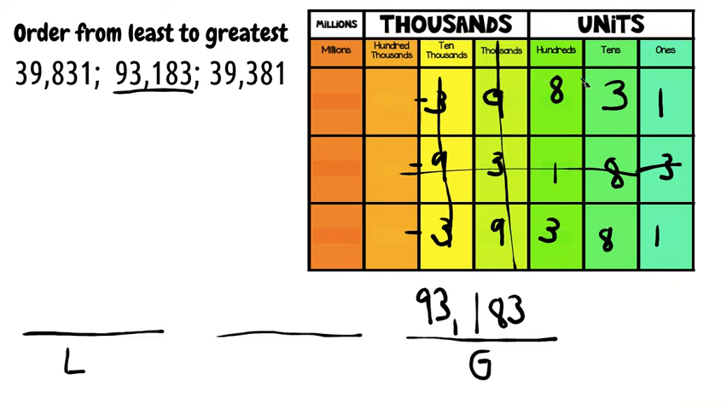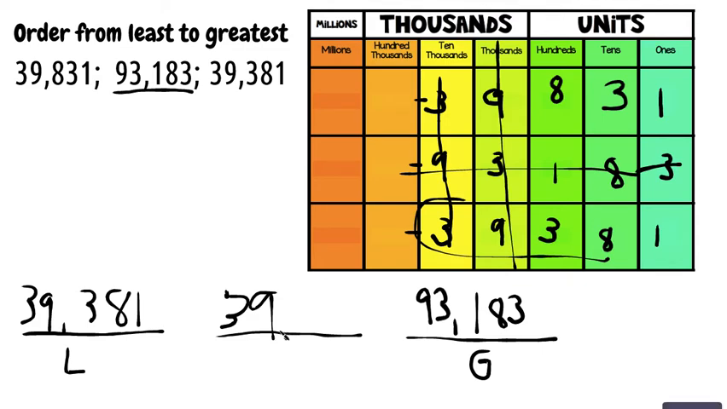Which one's smaller? The 800 value or the 300 value? The 300 value. So that means that this number is the smallest. So my least is 39,381, and that means that my middle number is 39,831.